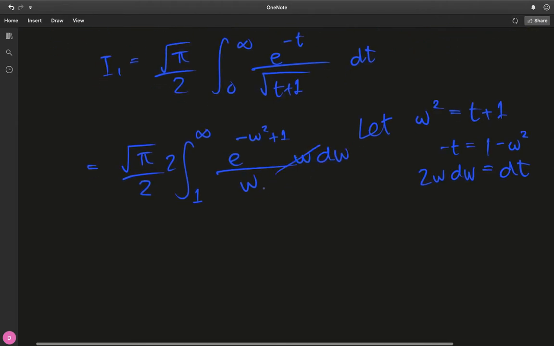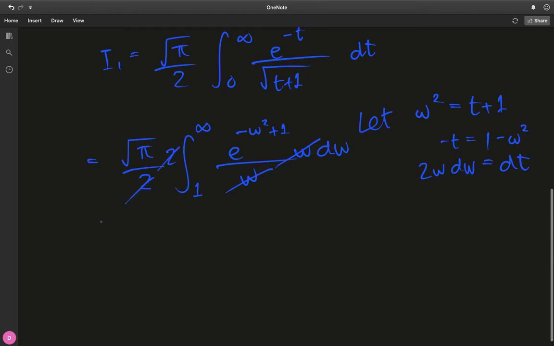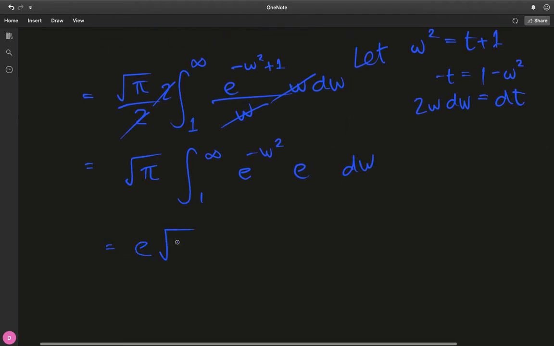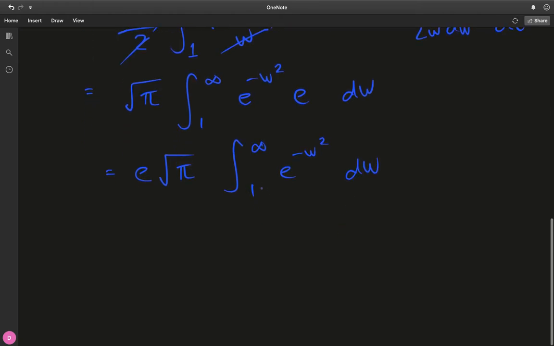Now the best part is the w's will cancel out nicely. The 2's will go away. So we just have square root of pi times integral from 1 to infinity of e raised to negative w squared, and plus 1 is just multiplying by e raised to 1, which is e dw, and we can pull the e out too. So e times square root of pi times integral from 1 to infinity of e raised to negative w squared dw. But notice that since we don't have a 0 for the lower bound, this is not going to be the Gaussian integral.